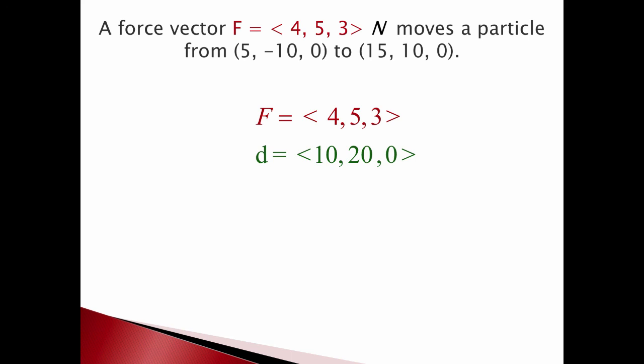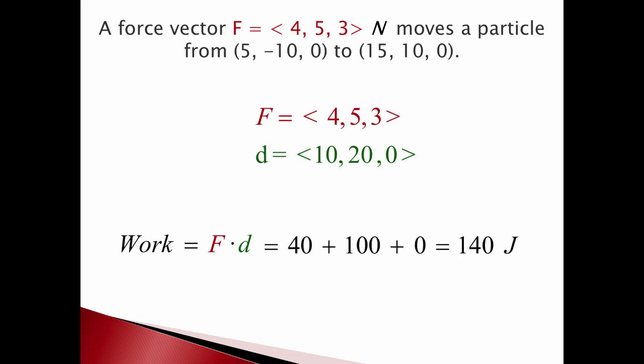In other words, directions on how to get from 5, negative 10, 0 to 15, 10, 0. So to get from 5 to 15 in the first component, the first slot, I have to go 10. To go from negative 10 to plus 10, I have to go 20. And in the last slot, to go from 0 to 0, I go 0. So that gives me a force and a displacement vector D. So the work is just the dot product of the two, which turns out to be 140 joules.